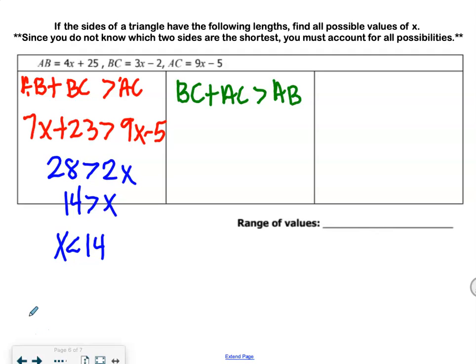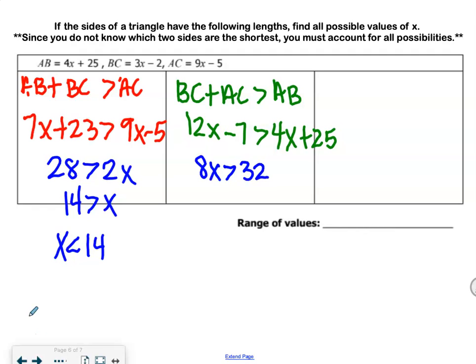Now again, we're just going to add our like terms. So what's 3x plus 9x? 12x, and negative 2 minus 5 is negative 7. And then what is AB? 4x plus 25. So we'll have 8x, add 7, what, 32? Yep. x is greater than 4.